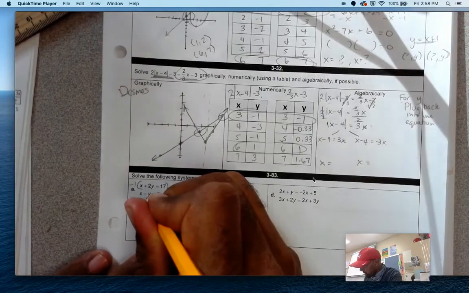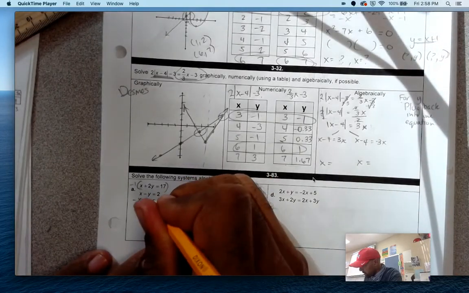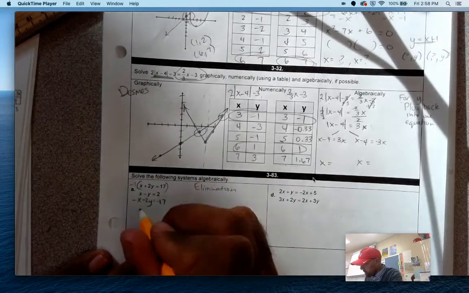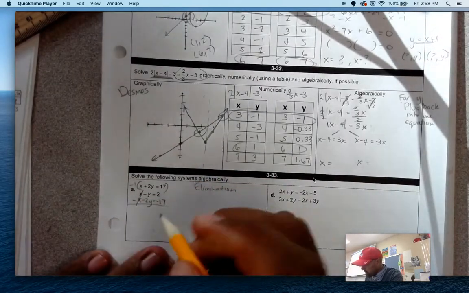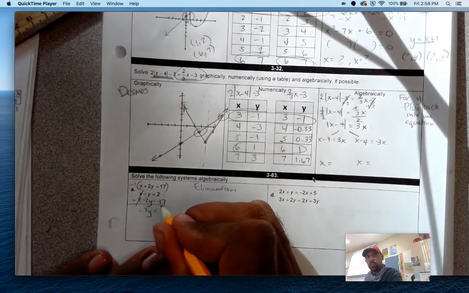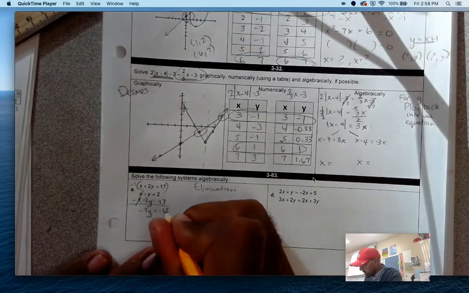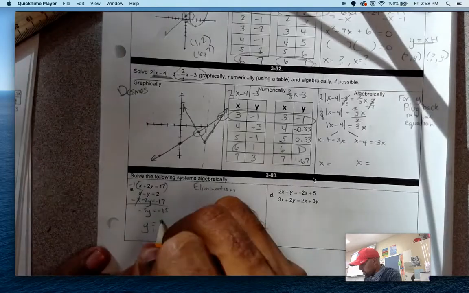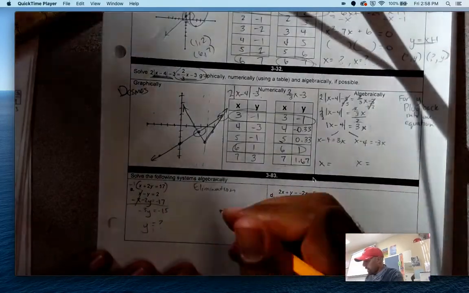I'm going to rewrite that same one down here. Then negative 2y equals negative 17. Okay, so now that cancels. I get negative 3y. Now 2 plus negative 17 is negative 15. Then you're going to get your y when you divide there.